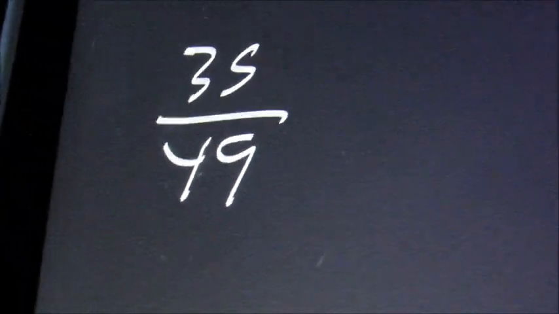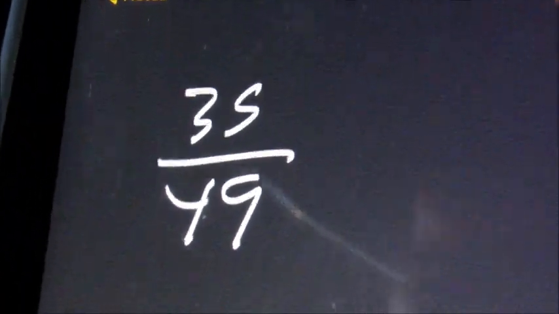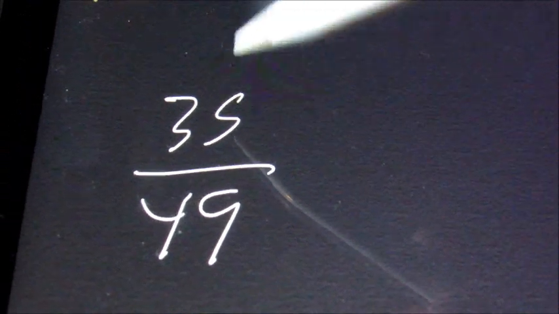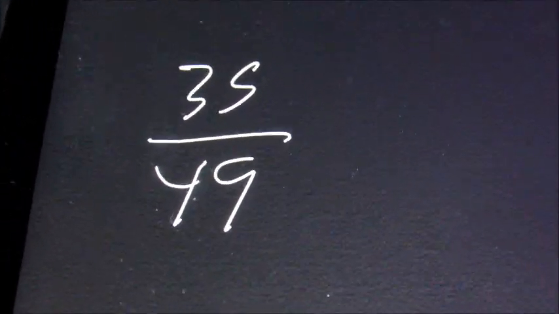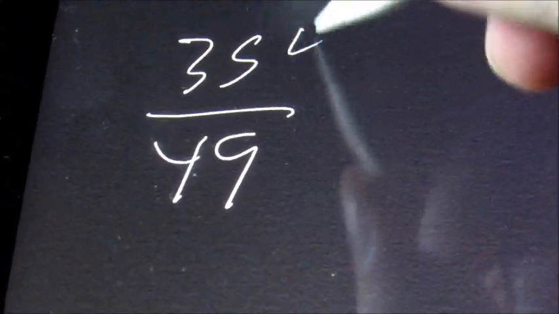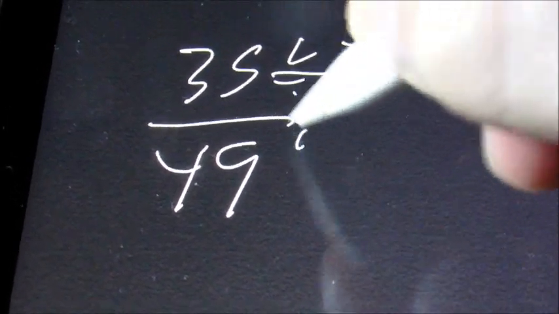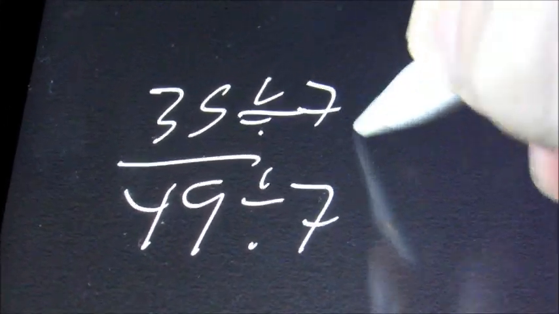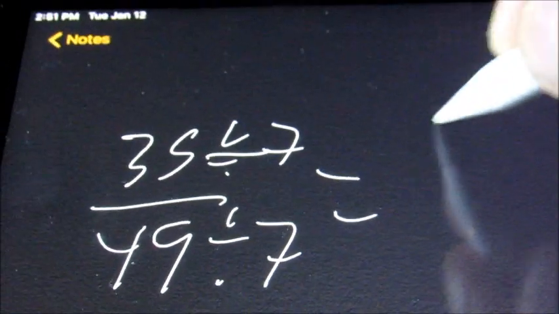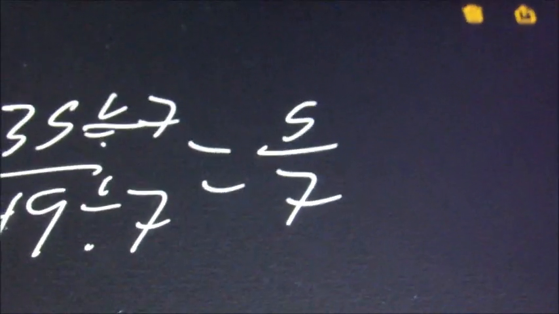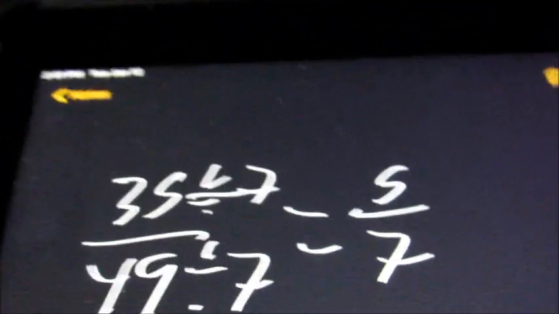So now let's reduce. So say we start with 35 over 49, and we want to reduce this as much as we can. So we need to find a number that will divide into both of these, and one number is 7, so we'll divide both the numerator and the denominator by 7, and we will get 5 over 7. And that's as far as we can go there.